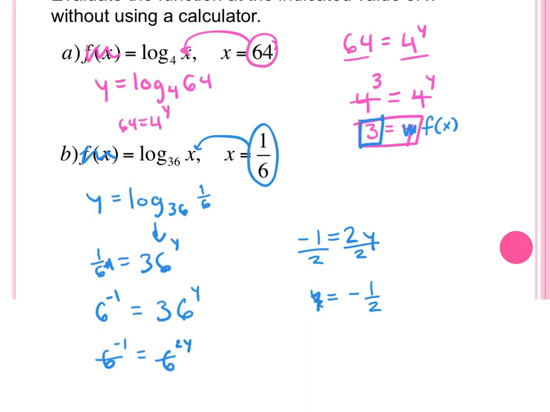Now again, this is f of x, but the important part is this -1/2.